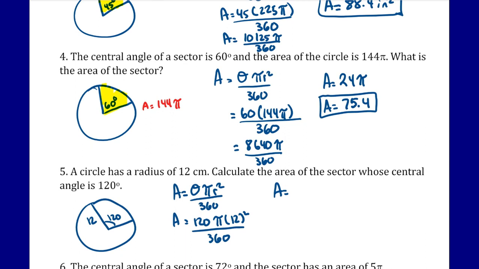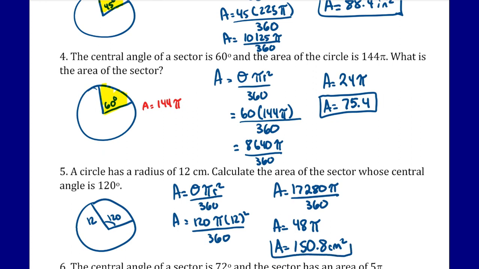This one again, so if I did 120 times 12 squared, I get 17,280 pi divided by 360. And if I just were to focus on the values, 17,280 divided by 360 is 48. The pi gets carried through. So I could have an exact value of this, or I could go through and calculate 48 times pi, and we get 150.8 centimeters squared. So either way you choose to do it is up to you, whatever you feel comfortable with.